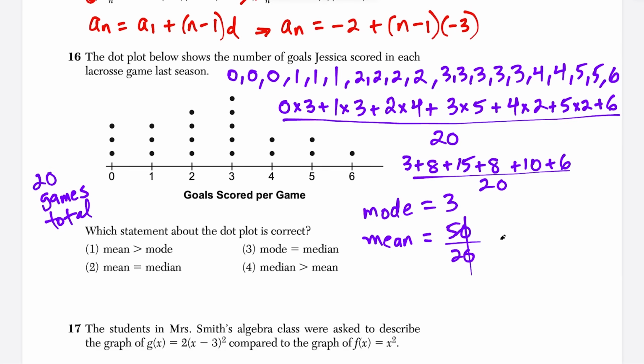So here the zeros just chop. 5 divided by 2 is 2.5. And then the last thing we have to find here is the median, which is the middle value.